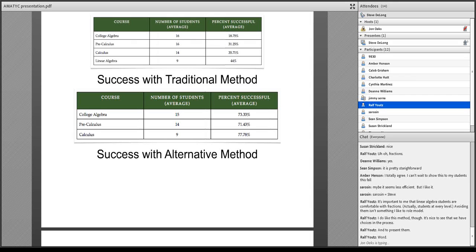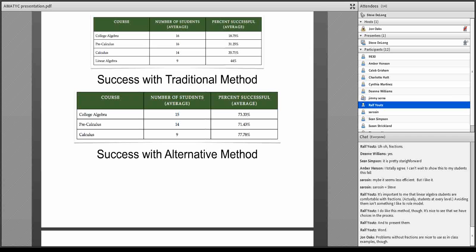Now, I was teaching some fairly small classes at the time, but this is what I came up with with my traditional method. I probably should have put the titles of the tables above them rather than below them. The top one is when I was doing the traditional method, and what I'm talking about here are examples that did not involve really, really nice whole numbers. Whenever they involved fractions, how were the students doing in terms of success on this problem when you had fractions involved in your matrices? And in my classes in college algebra, pre-calculus, calculus, and linear algebra, I was actually having a fairly low success rate.